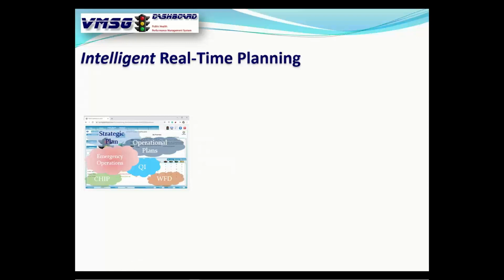You're going to have to get on the phone. You're going to have to get on email. You're going to get on text and say, hey, how are you doing on this activity? What's the current status? That's going to take forever to do that. That's why we built intelligent real-time planning into it.